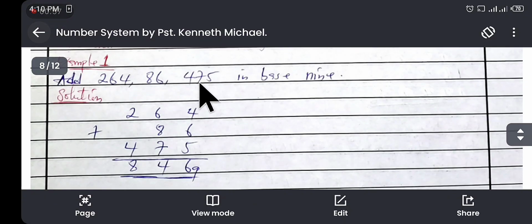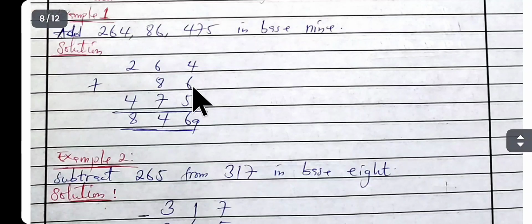4 plus 6 plus 5, if you add it, is going to give you 15. Now, this 15, you are not going to write 15 down. Why is this answer 6? Now, the base is 9. So 4 plus 6 plus 5 is 15.